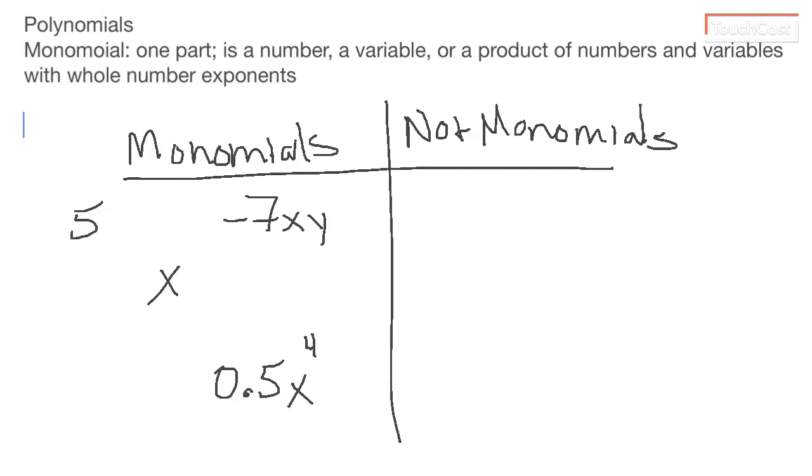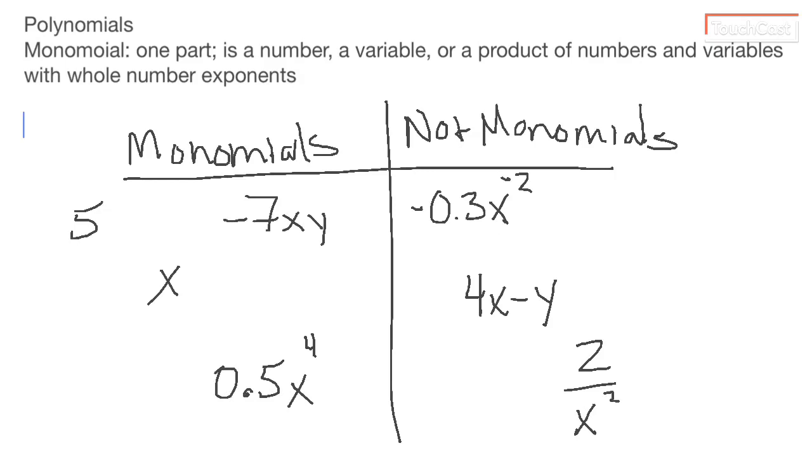Some non-examples, examples that are not monomials, we could have 0.3 x and the power is negative. If we had an expression like 4x minus y, that is not a monomial. Or if we have something like 2 divided by x to the power of 3, that's not a monomial.